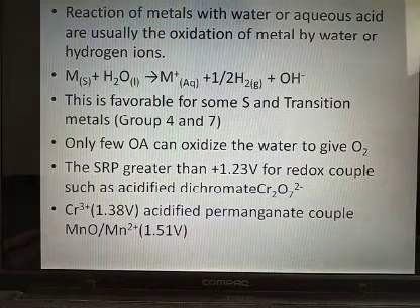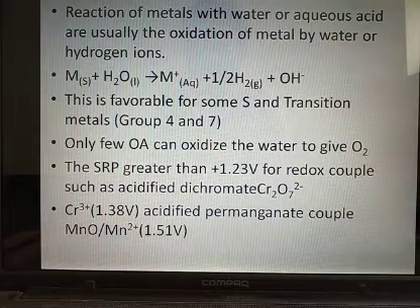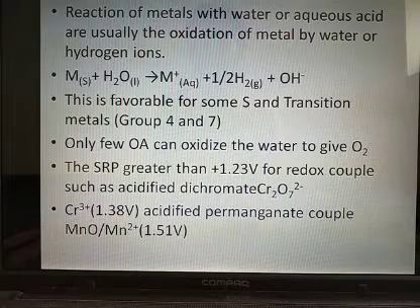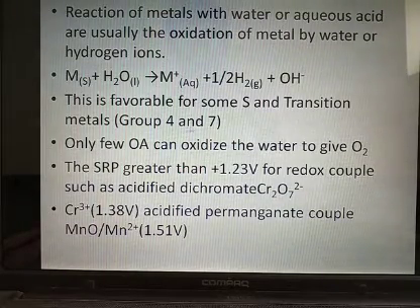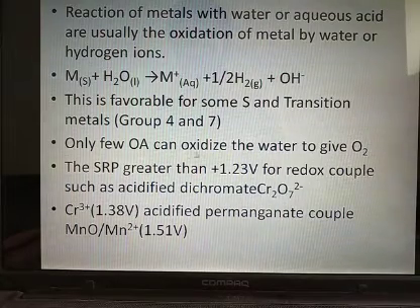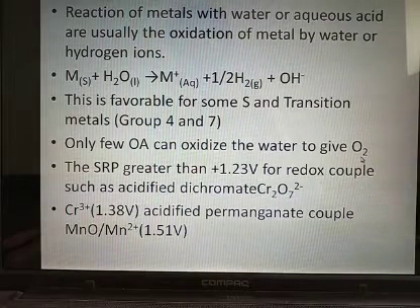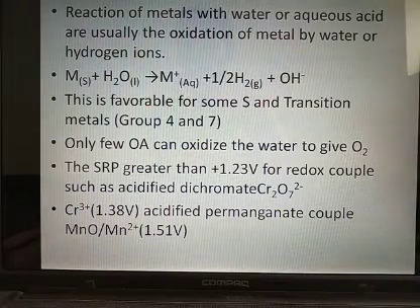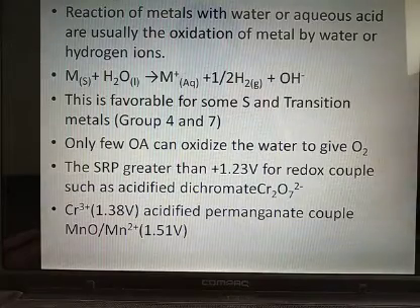Then the reaction of metals with water or aqueous acids is usually the oxidation of the metal by water or hydrogen ions. This is favorable for some s-block and transition metals of groups 4 to 7. Only a few oxidizing agents can oxidize water to give O2, those with potentials greater than positive 1.23 volts, such as acidified dichromate with the Cr3+ couple, and acidified permanganate with the Mn2+ couple.